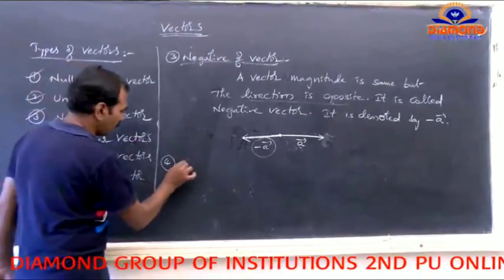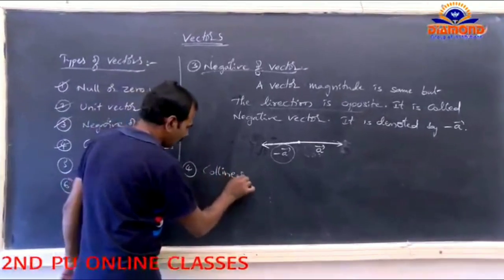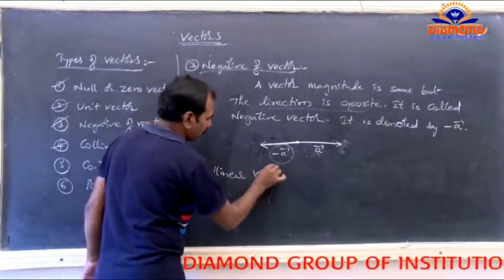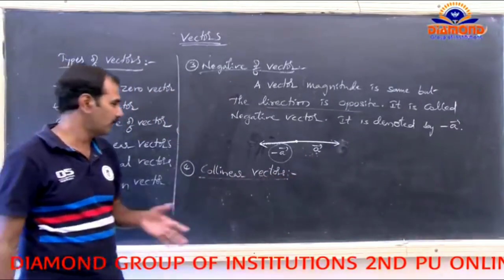Next, collinear vectors. Very important, one more question. Collinear vectors means, so simple.